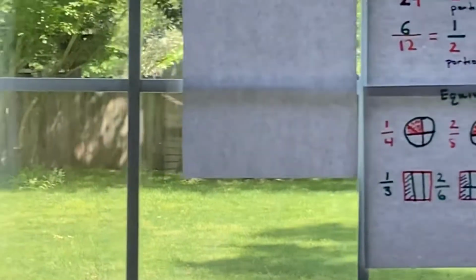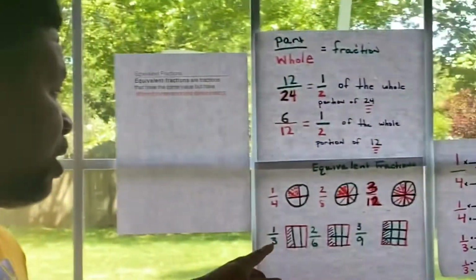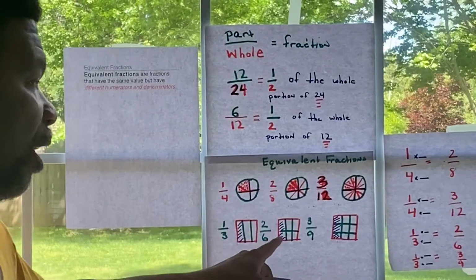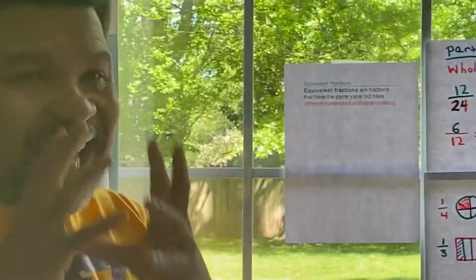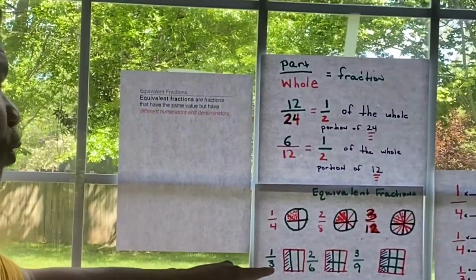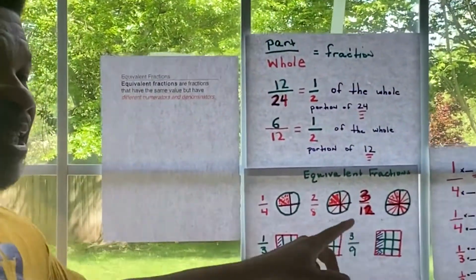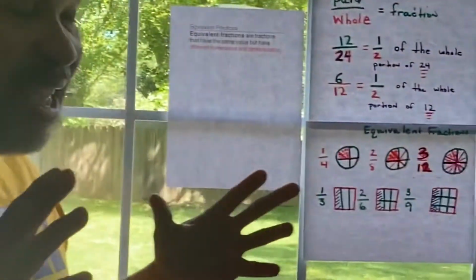I didn't say equal. I said equivalent because it's the same value, 1/3. It's not equal, it's equivalent because it's the same value. Because if I was to say I ate 1 out of 3 candy bars, that may not look the same as these, but it's equivalent, same value. Equivalent fraction, same value.